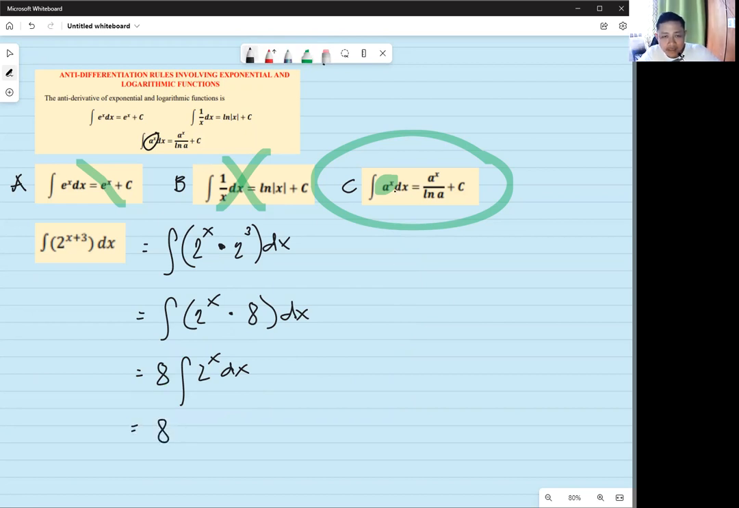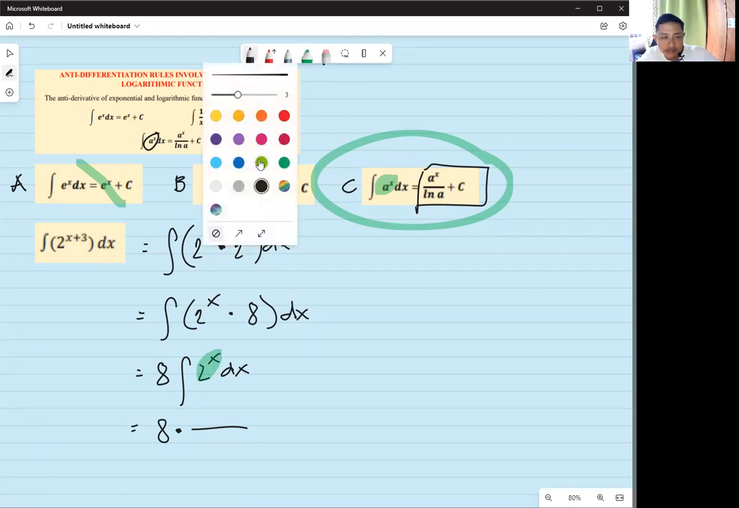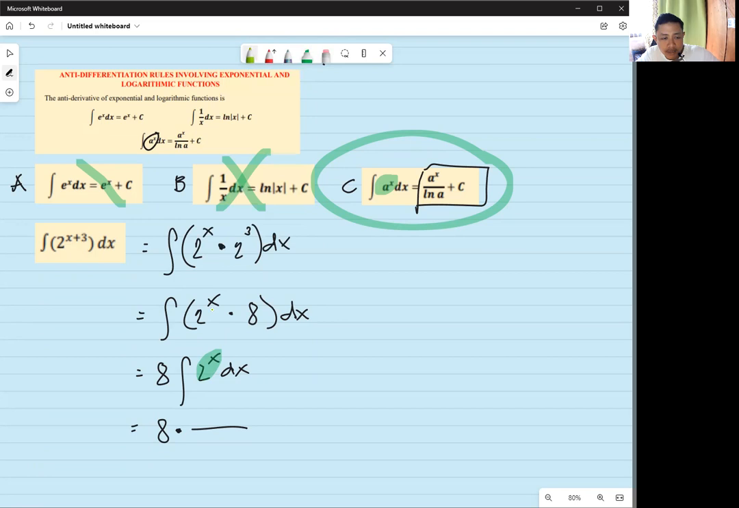Okay? And then your a raised to x will be treated just like this, times your a raised to x, which is 2 raised to x. Please remember, this serves as your a raised to x, so we don't get confused. That is our a raised to x. A is any number and x is just the variable, the exponent.